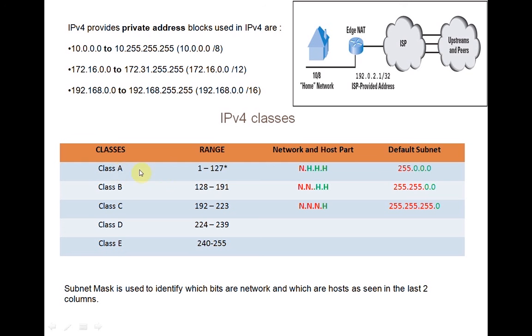Class A ranges from 1 to 127, however 127 is only used for loopback addressing. Class B is 128 to 191, and C is 192 to 223. D and E are used for research and experiment only. Notice how the subnet mask is used to identify network and host portions, whereby all ones identify the network portion and the zeros identify the host portion.